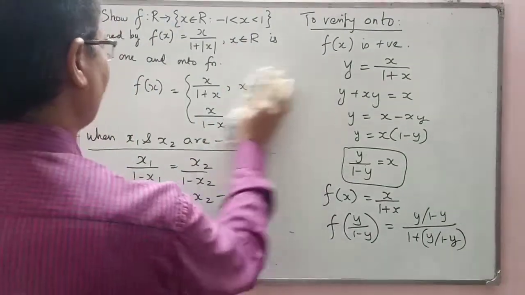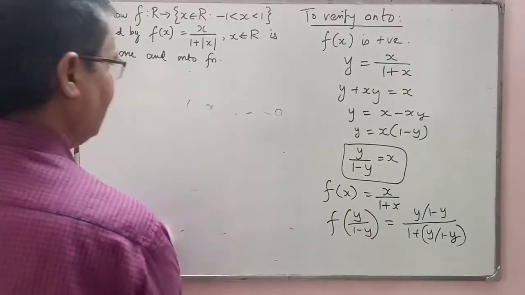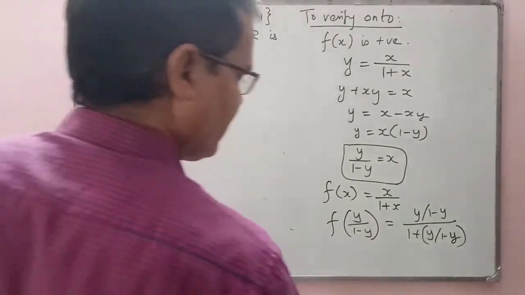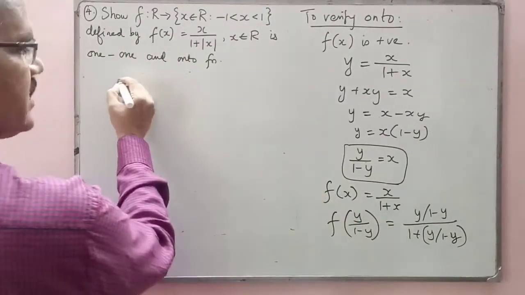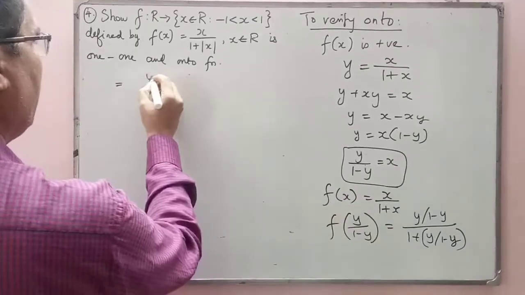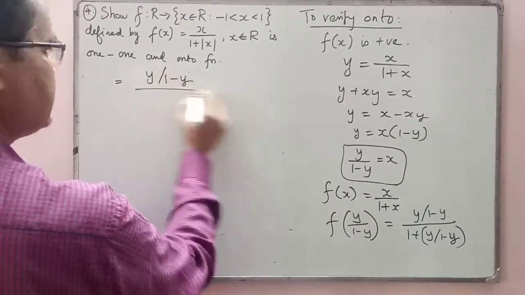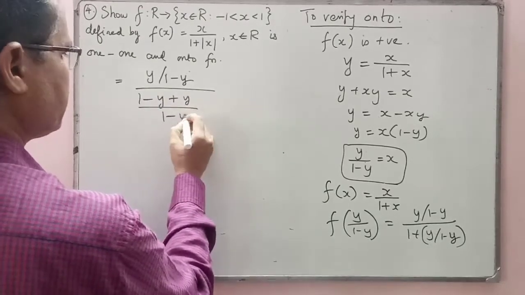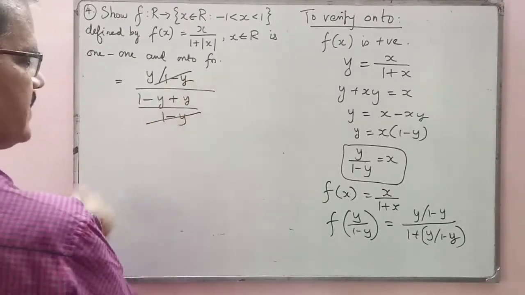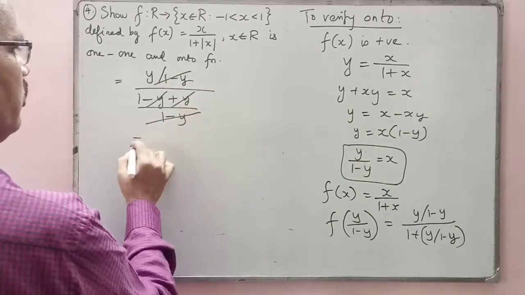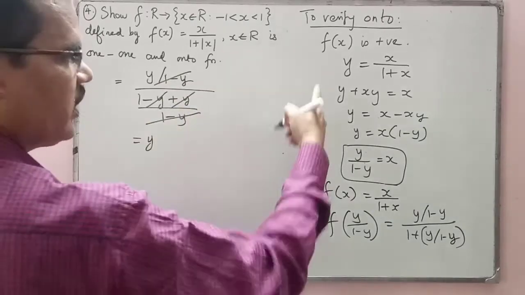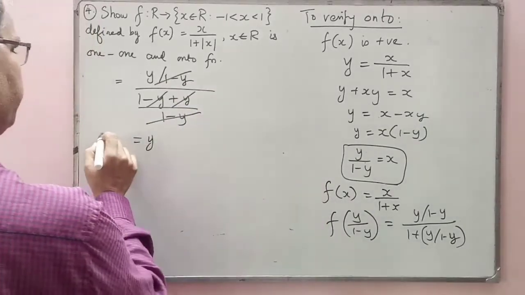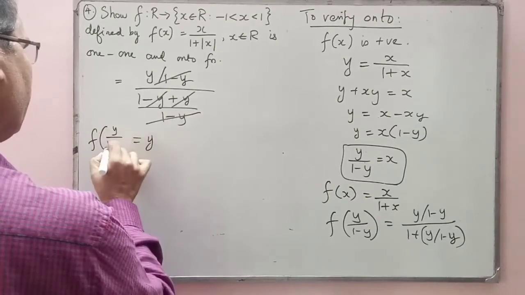My board is small, so I need to erase and write it. So you need to wait for a fraction of a second. Now let us continue. y by 1 minus y. Take LCM: 1 minus y plus y divided by 1 minus y. The minus y and plus y get cancelled. y by 1, which is equal to y. So you got f of x is equal to y, which means f of y by 1 minus y is y.